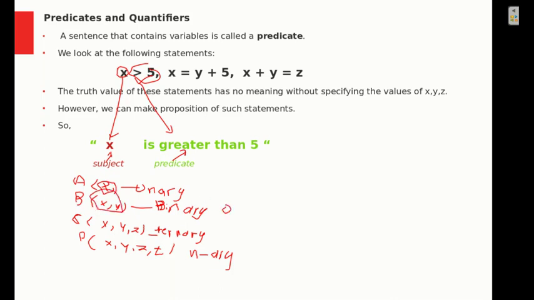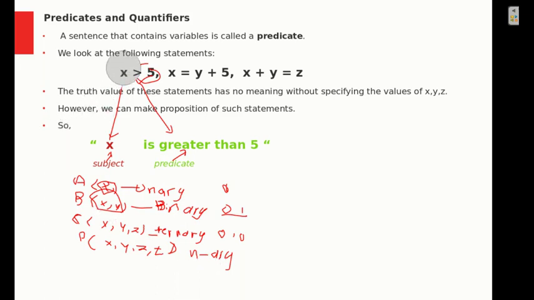Binary is 0 and 1, and unary could be either 0 or 1, but it can't be both. With binary you can write 2, but not 3 or 4. Ternary, in computer science, is for example 0, 1, 0, and that's ternary because it's 3. And when it's more than 3, like P of x, y, z and t, then you call it an n-ary predicate.